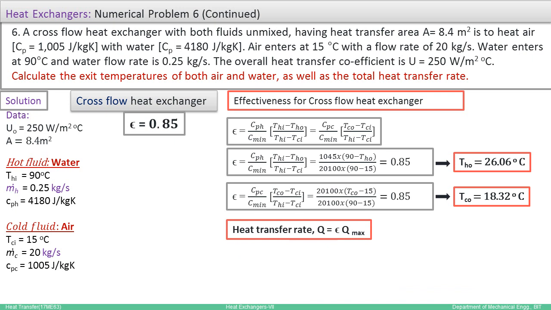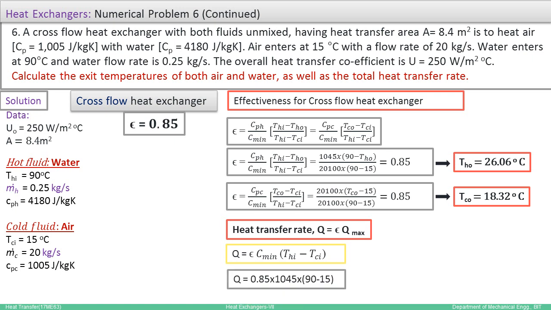And by using the definition of effectiveness again we can find out the heat transfer rate of this. Q maximum is C minimum into THI minus TCI, and from which you can get the value of Q. Q is 66.82 into 10 power 3 watt.